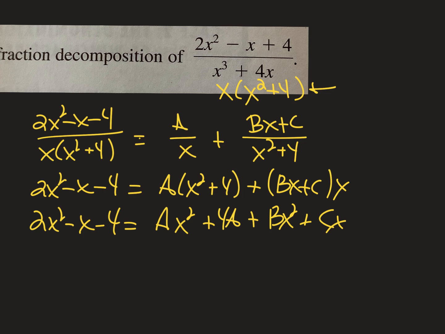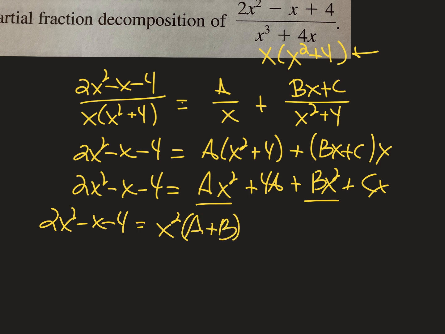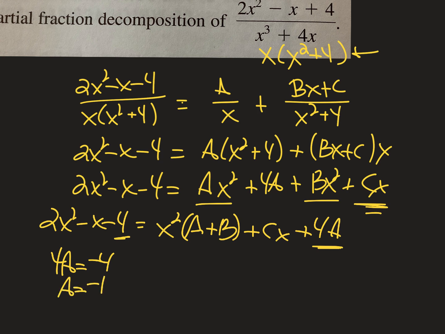Now I'm ready to group things like we did yesterday. So left-hand side never changes. Right-hand side, there's an x squared, there's an x squared. So if I pull out an x squared, my coefficient would be A plus B. There's the x, I just have a Cx, and I've got a 4A. The good news is, because I have a 4A there, that's the constant term, and the constant term over there is negative 4. 4A must equal negative 4, so I already know that A is negative 1.